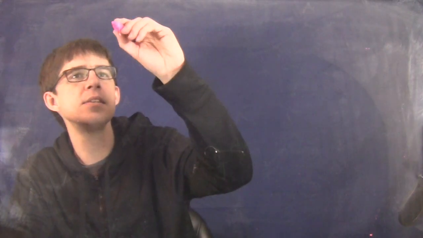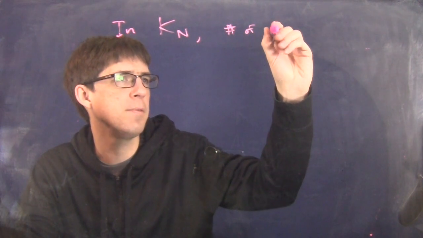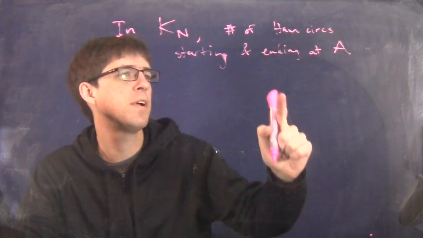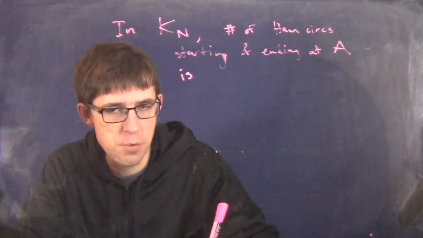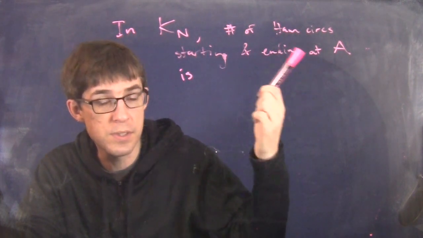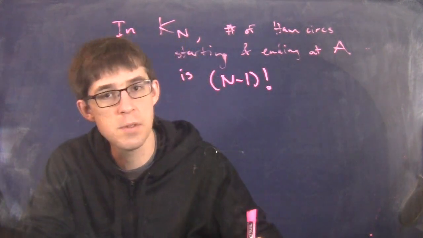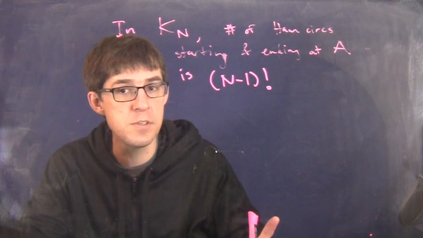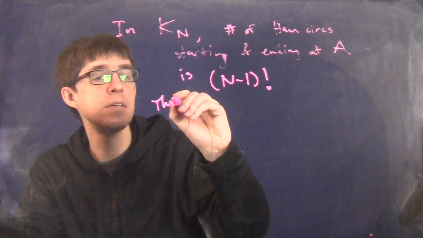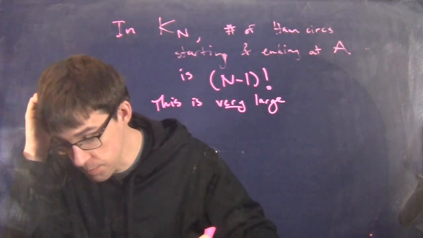So in Kn, if you just choose a starting point, the number of Hamilton circuits starting and ending at that point is something factorial. It's the number of ways to rearrange all the other letters. If there are n letters total, one of them is A, all the others would be n minus 1. And so what you get here is n minus 1 factorial. The number of Hamilton circuits which start and end at a particular place is n minus 1 factorial. If you want all possible Hamilton circuits, regardless of where they start, it would be just straight up n factorial, which is slightly greater. But anyway, can I just say this is very large? When n is big, there are a lot of possible Hamilton circuits.